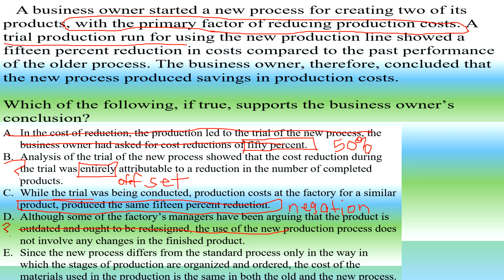Okay, they're trying to get you to look at these words, and I don't mean to confuse you, but this is all stuff that doesn't mean anything: outdated, any changes in the finished product. You don't want any changes. You just want the production costs to go down. So it's a possibility. Okay, and here you are, E. Since the new process differs from the standard process only in the way in which the stages of production are organized and ordered, the cost of the new materials used in this production is the same, both the old and new production. Now, your production costs can go down, and your cost of materials can stay the same, but we want it to go down at all, and this is highly, highly questionable.